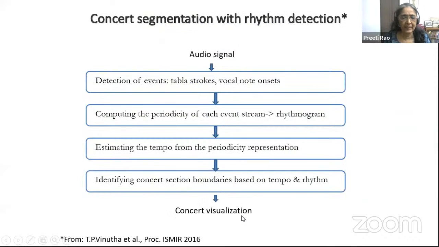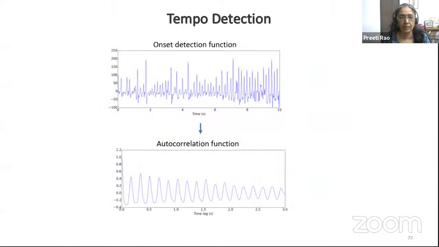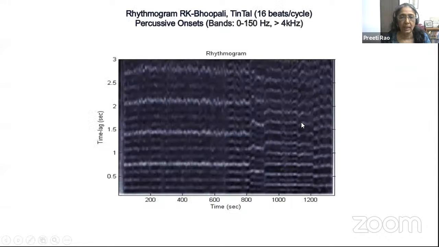So essentially, we're finding the tempo, and then grouping sections together with similar tempo is what we would need to do in order to achieve the segmentation of our concert. So finding onsets, we have MIR tools and signal processing tools that enable us to determine the periodicity of onsets, which would eventually tell us the tempo. So if we looked at something called a rhythmogram, which looks like a spectrogram, but is actually plotting more of timing information, the lines over here are telling us about the pulsation rate.